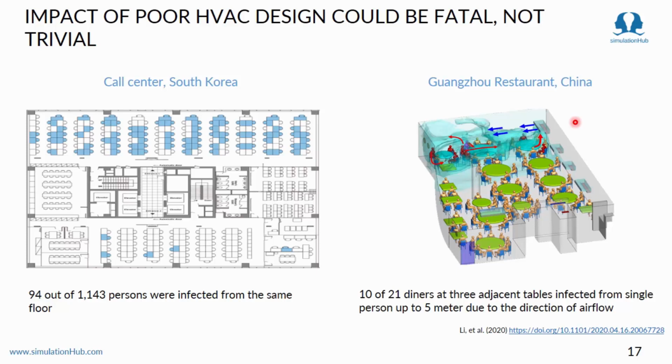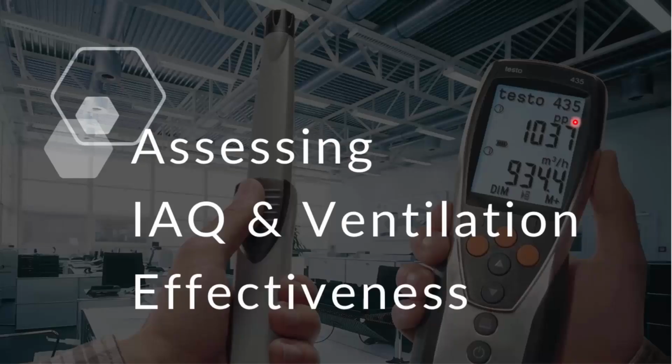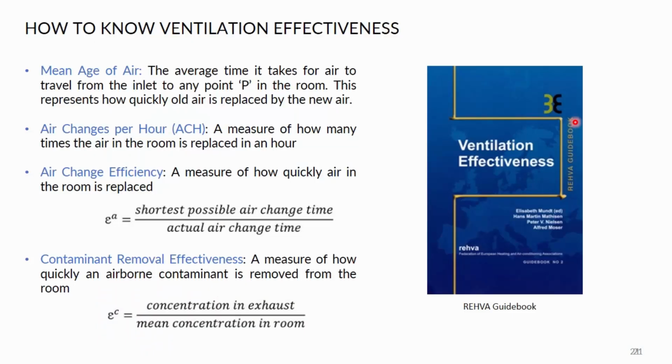So, in the next slides, we will see the different techniques of assessing indoor air quality and ventilation effectiveness. First, we will see the different theoretical concepts for assessing ventilation effectiveness. Mean age of air. Mean age of air is the average time that air has spent in a zone of a building accumulating contaminants, and it is an important factor in assessing quality of ventilation.